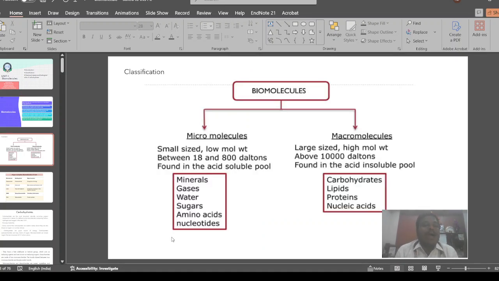Moving to the next slide. Biomolecules are further classified into two types, which are micromolecules and macromolecules. Micromolecules are small sized, low molecular weight, between 18 and 800 Dalton, found in the acid soluble pool. Examples are minerals, gases, water, sugar, amino acids, which are the building blocks of proteins, and nucleotides, which are the building blocks of nucleic acid. On the other hand, macromolecules are the larger molecules. These are made from the micromolecules, with molecular weight above 1000 Dalton, found in the acid insoluble pool. Examples here are carbohydrates, lipids, proteins, and nucleic acid.